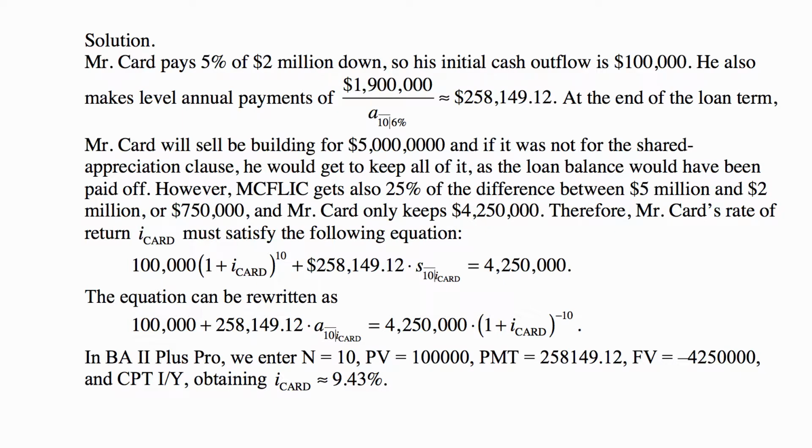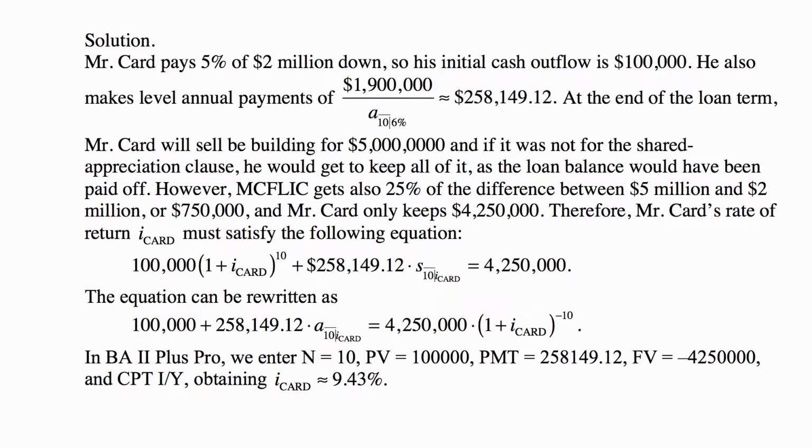So Mr. Card pays 5% of $2 million down. That means his initial cash outflow is $100,000. He also makes level annual payments on the remaining $1,900,000, because he paid down $100,000 out of $2 million. That's paid as a level annuity immediate with payments at the end of the year over 10 years at 6%. So his payments are $258,149.12, which we get by dividing 1,900,000 by a angle 10 at 6%.